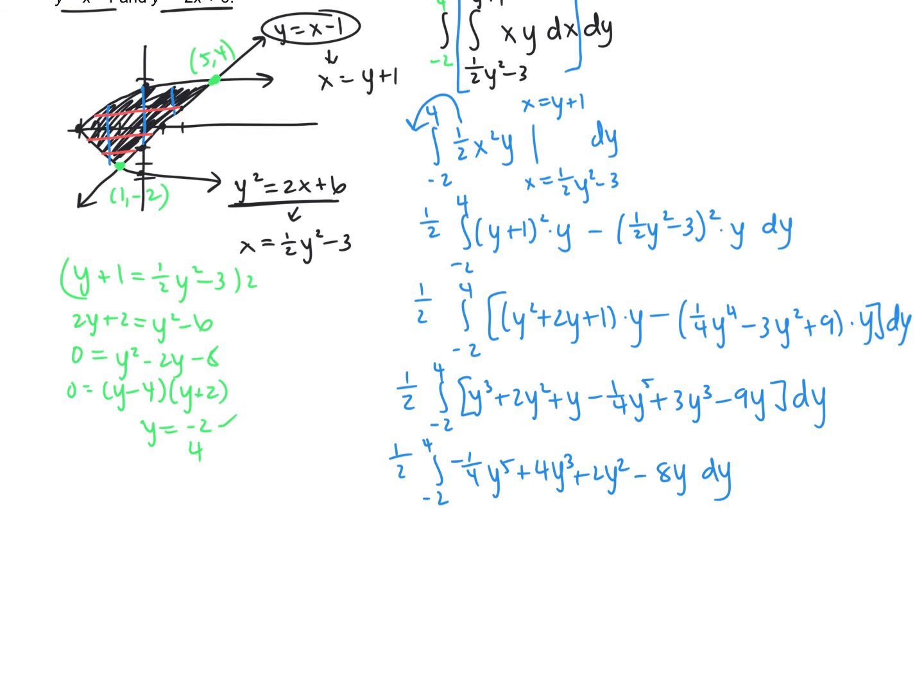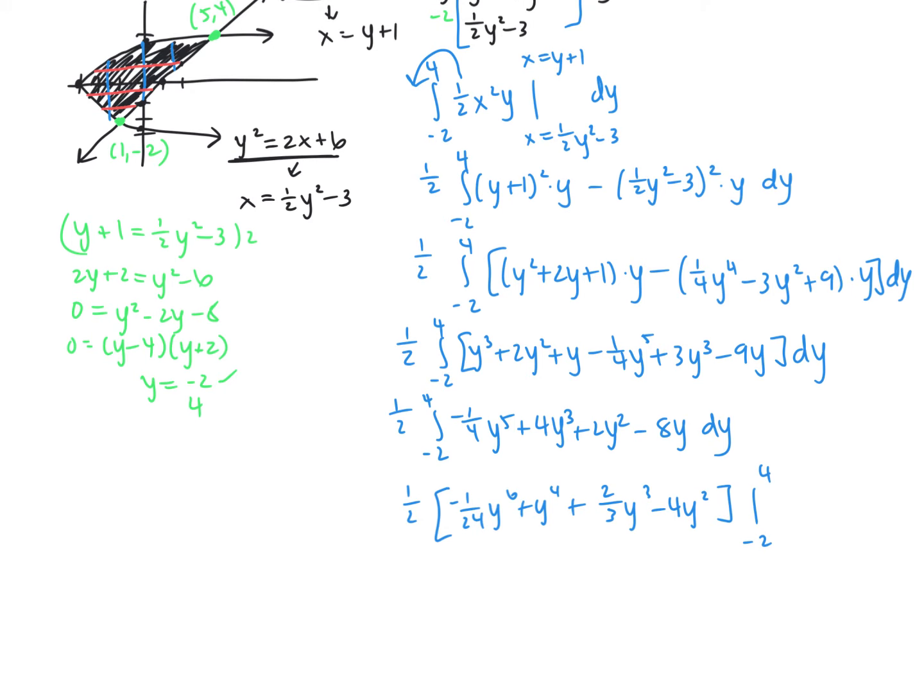Okay, and we're almost there. Now when we integrate, we get -1/24 y to the 6th, add y to the 4th, add 2/3 y to the 3rd, subtract 4y squared, being evaluated from -2 to 4. And if you got this far, I'm just going to tell you that our answer ends up being 36.